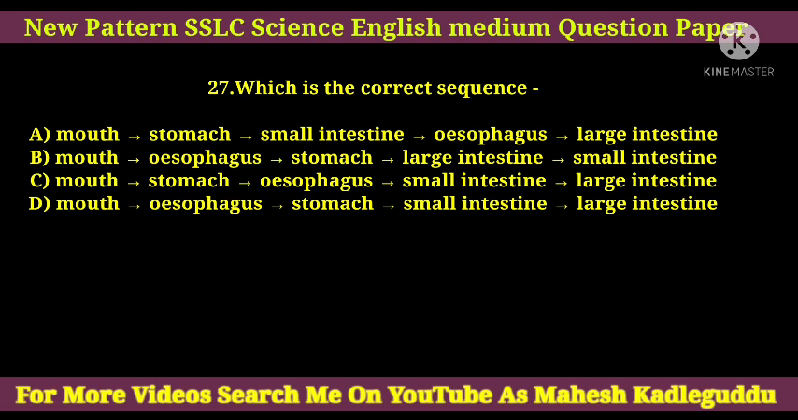Among these, the correct sequence is option D. Mouth, esophagus, stomach, small intestine and large intestine. D is the right answer for this question.